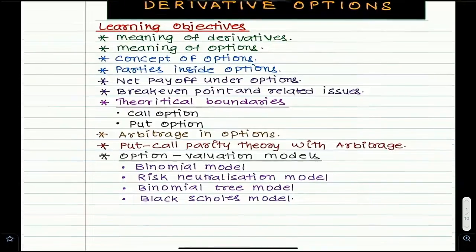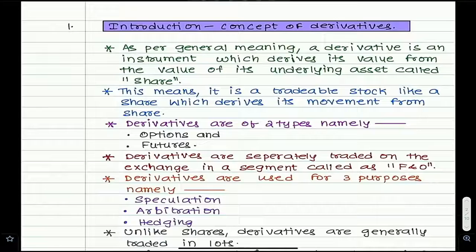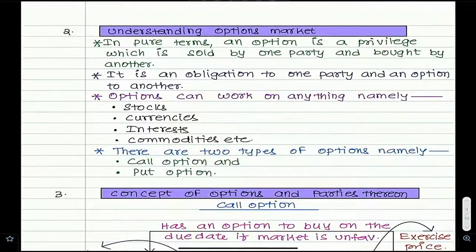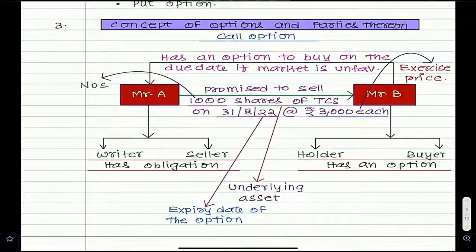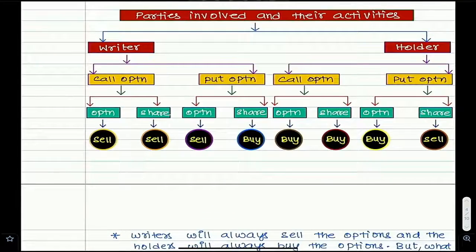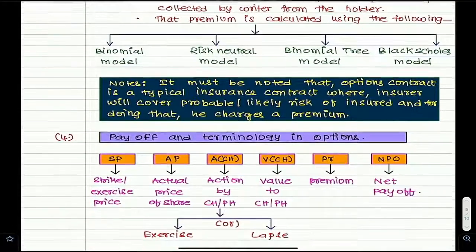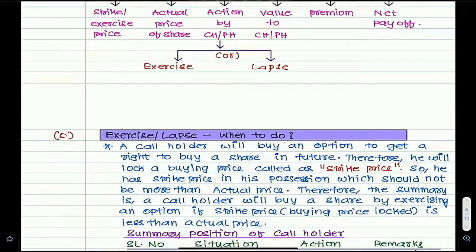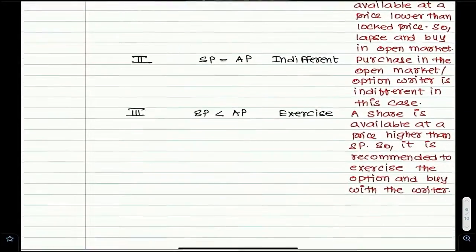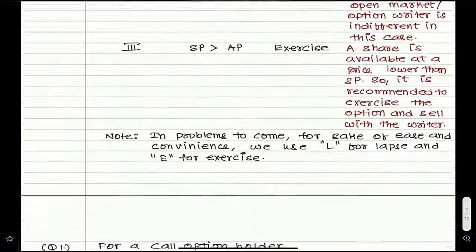Let me first put out how the notes have come with regard to the basic concepts. I have first made an introduction on the concept of derivatives, later an understanding of the options market, later the concept of call options and parties, put options and the parties involved in their activities, notes on that, and lastly the models. So the payoff and terminology, exercise and lapse, when to do and when not to do with explanation, everything I have done, and put options also like that, when to lapse, when not to lapse.